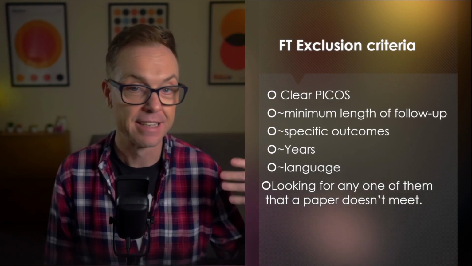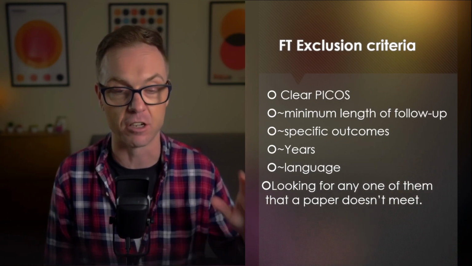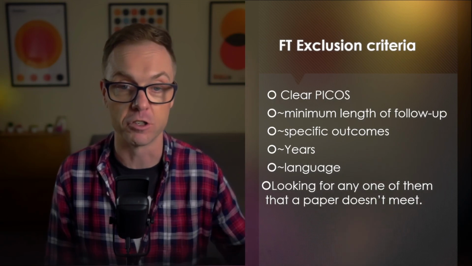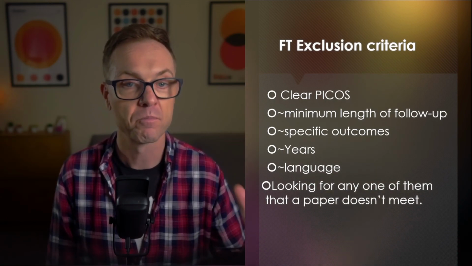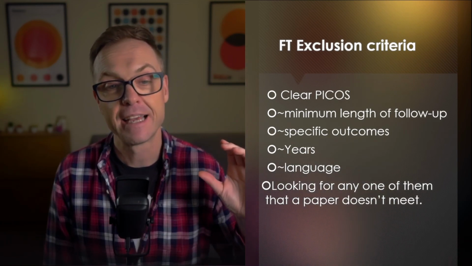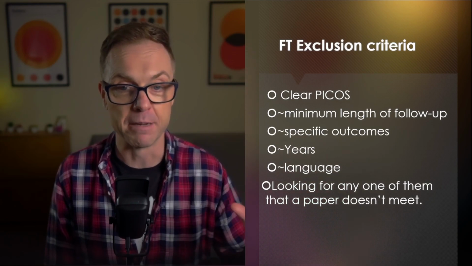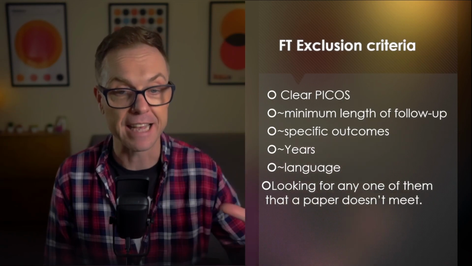And it could be any one of the population, intervention, comparator, outcome and study design. So you don't have to have all of them if you're not using all of those as eligibility criteria. But if you are, make it really explicit. If you require studies to have a minimum length of follow-up, make that explicit. If there are specific outcomes, set them out clearly.